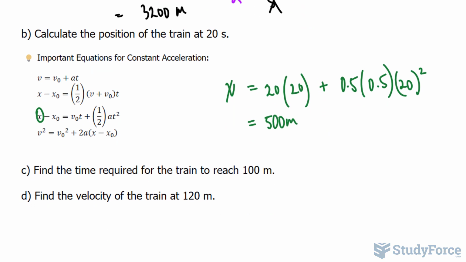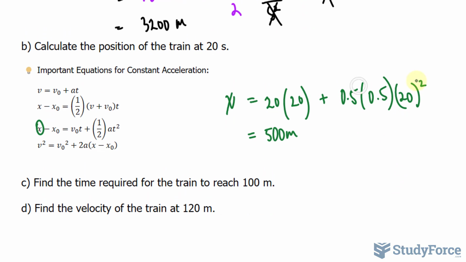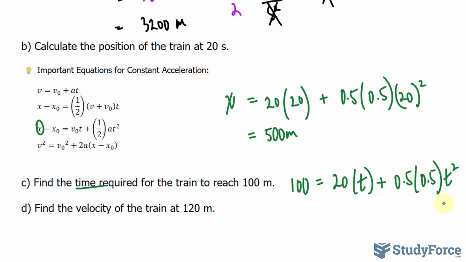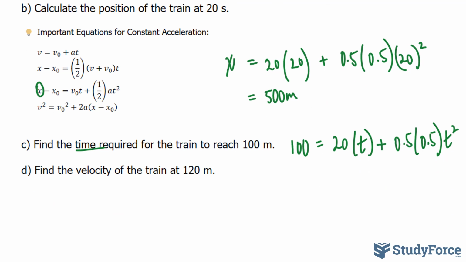Find the time required for the train to reach 100 meters. So same formula, except x will be 100, which is equal to 20, which was the initial velocity, and we're finding the time, so t is going to be blank, plus 0.5, 0.5, and t is going to be blank again. This is actually going to end up with a quadratic. That might be problematic if you don't know how to solve quadratics, but I'll give you a rundown anyway. I'll bring the 100 over.